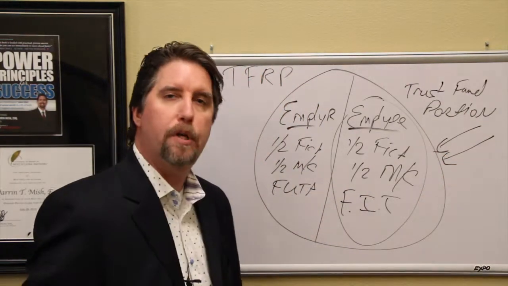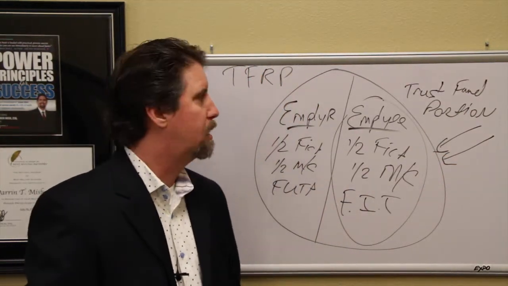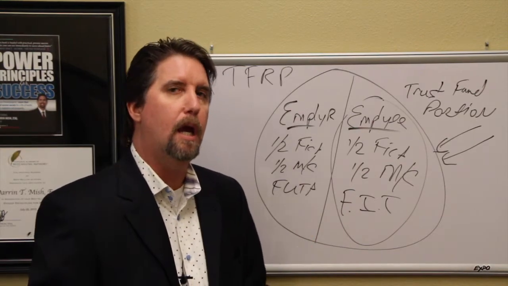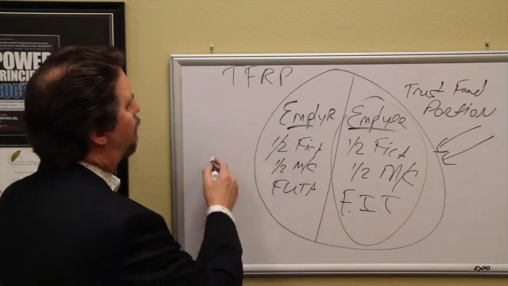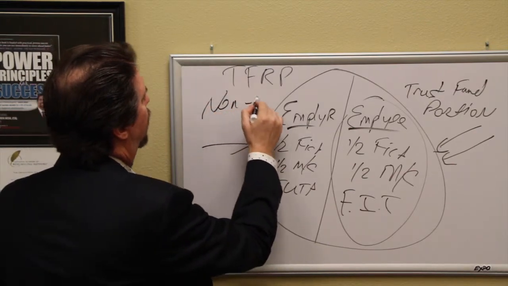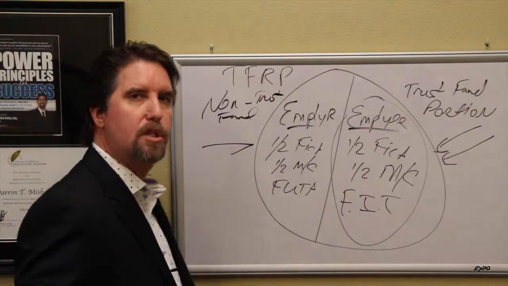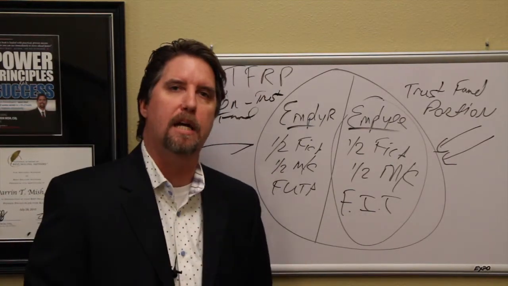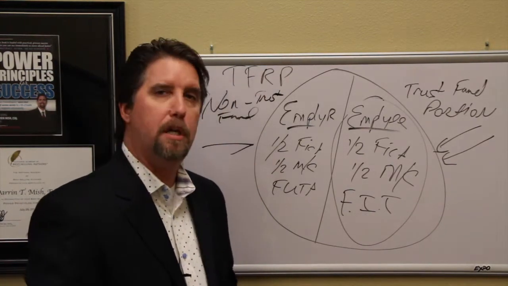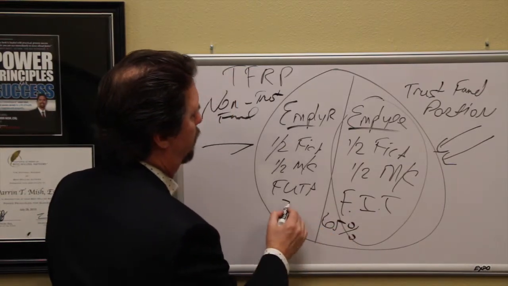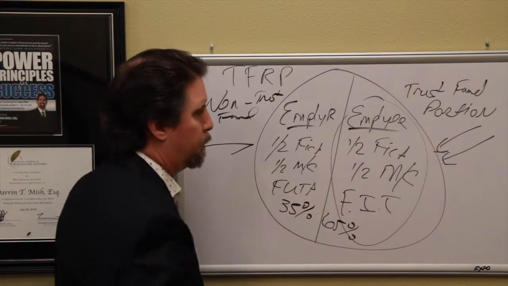That larger half is called the trust fund portion. Again, it's because the employer is supposed to hold that in trust on behalf of the employee and the United States government. Over here you have the non-trust fund portion, and it's the smaller half. If I had to guesstimate in a typical case what the percentages are, I'd say this over here is probably like 65%, and this over here is like 35%.